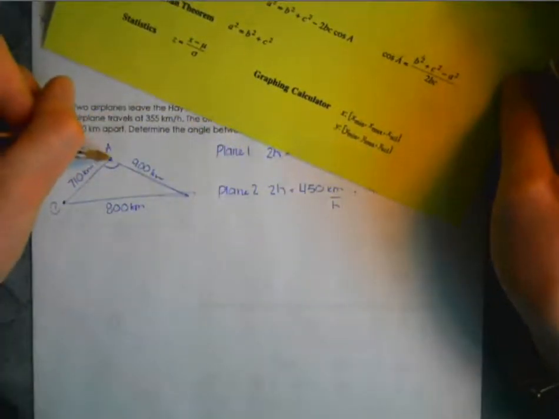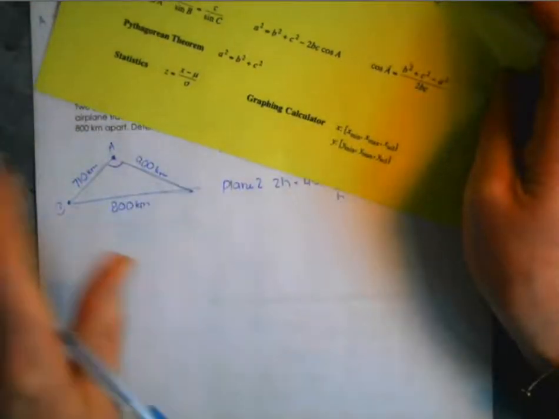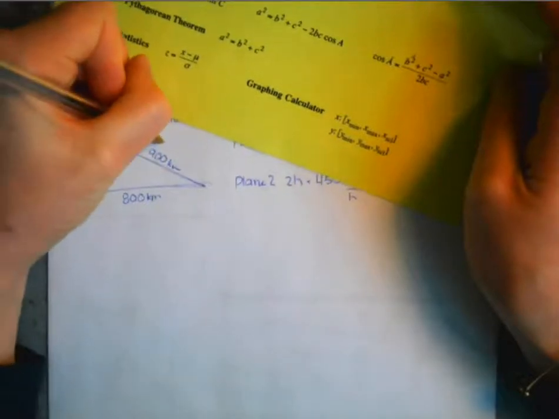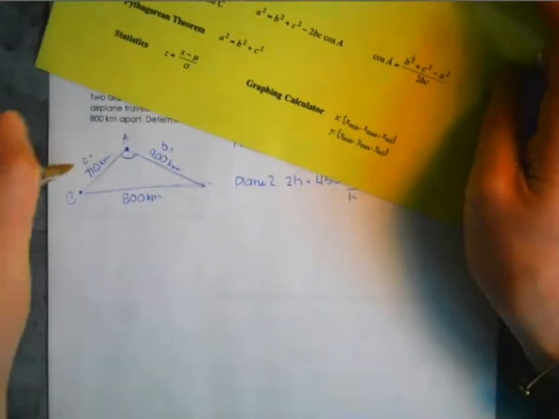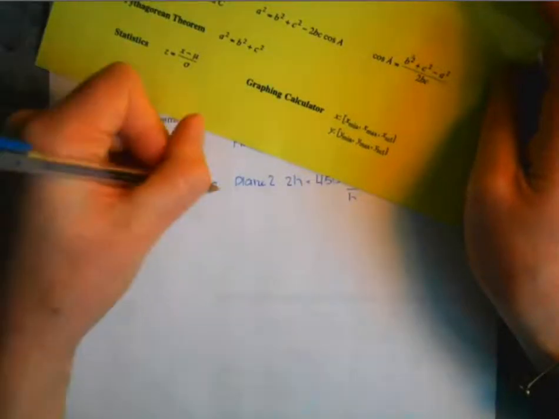angle A is going to be between sides B and C. So let's make this side B, and I'll keep it consistent with what I did on the filled in notes. So side C, side B. It shouldn't really matter which side is C and which side is B, it wouldn't have mattered if you switched them, because basically all that means is side C is opposite angle C, side B is opposite angle B.